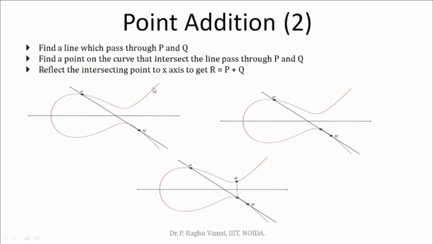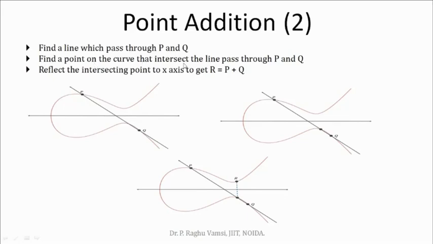For example, if P is here and Q is here, obviously you have to draw a line like this. But in this case, P is at the above coordinate and Q is in the below coordinate. You draw a line like this. So find a line which passes through P and Q.